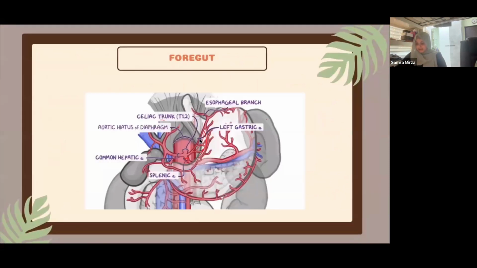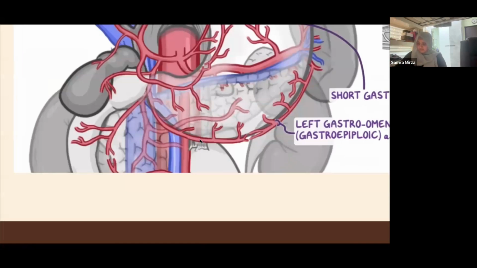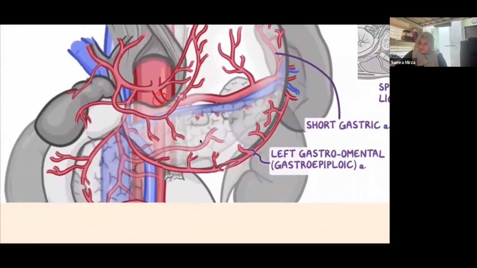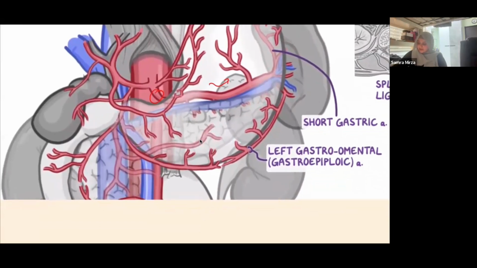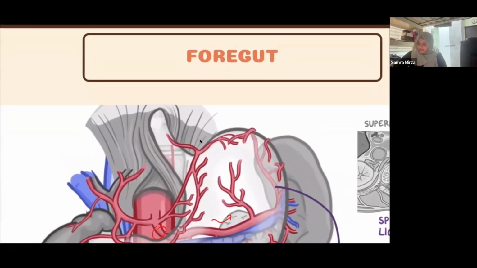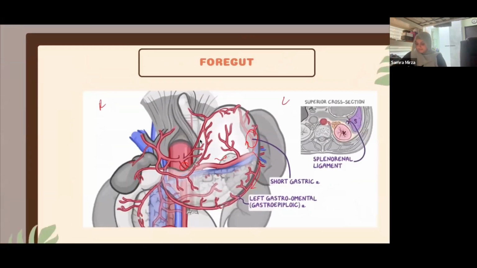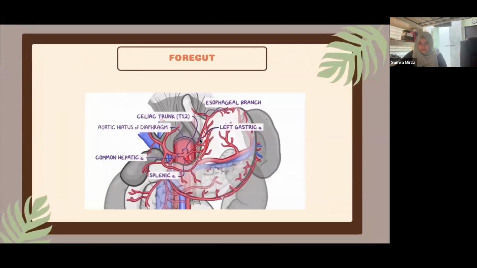So their paths, if you want to see them. This is what we said our splenic artery was. If you follow along here, and you come here, this is our short gastric artery, this one around here. And then it comes down here, and you can see our left gastroepiploic, because this is the left side, this is the right side. That's the splenic artery.